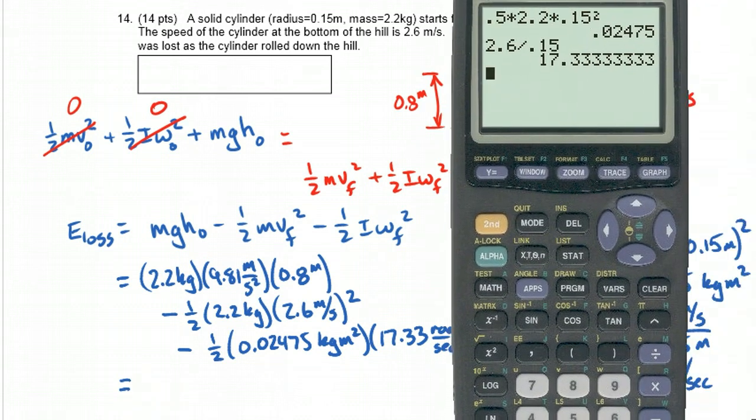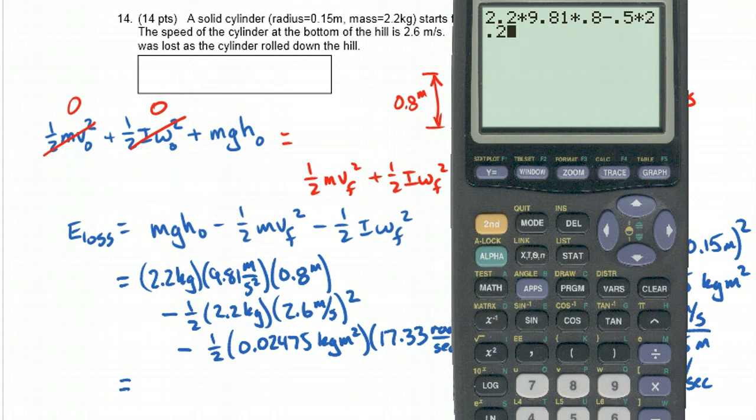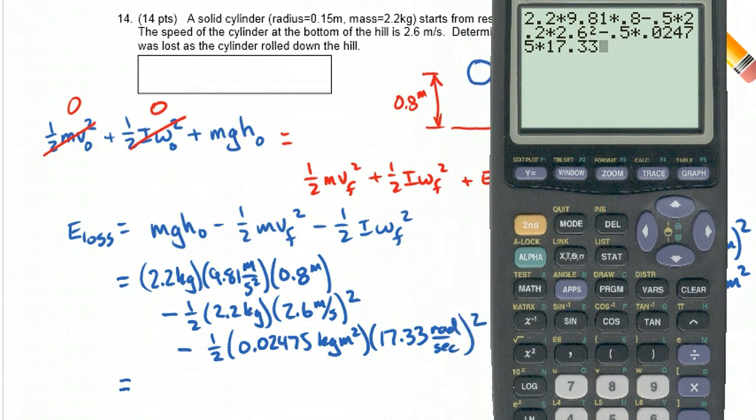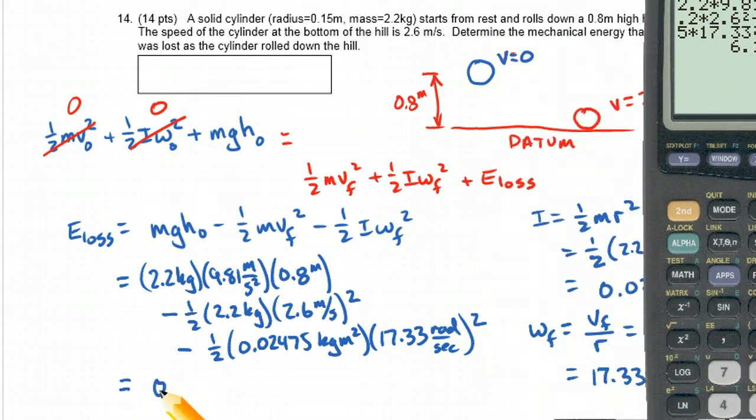So let's see what that gives us here. 2.2 times 9.81 times 0.8 minus 0.5 times 2.2 times 2.6 squared minus 0.5 times 0.02475 times 17.33 squared. That's 6.11. Again, it's Newton meters or joules. So that's our energy loss.